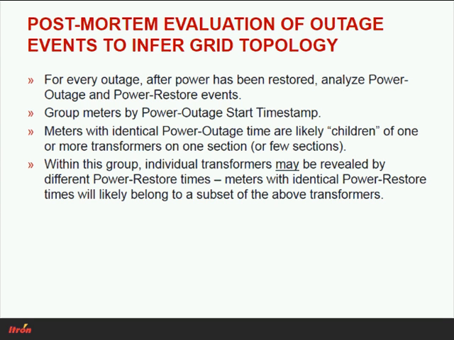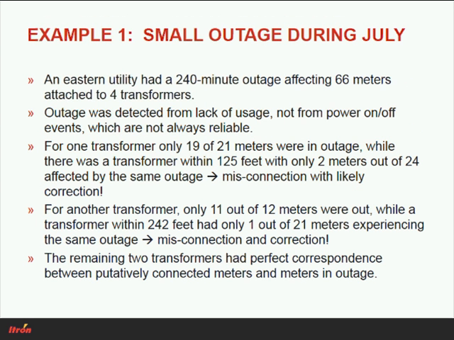So, we do that by grouping meters by the power outage start timestamp. If you get a bunch of outages, you look for commonality, those that were out at the same time, and those will tell you which ones are likely on the same transformer or on the same section that went out. Any one outage will only tell you some information, but if you're systematically compiling that information, over time you're building up a pretty good database of meter to transformer connectivity and even transformer to section.